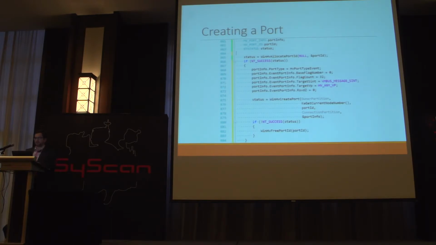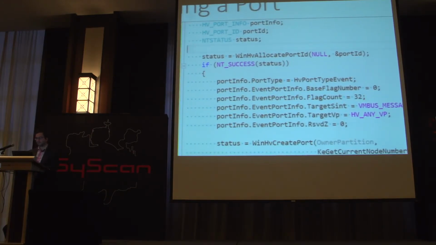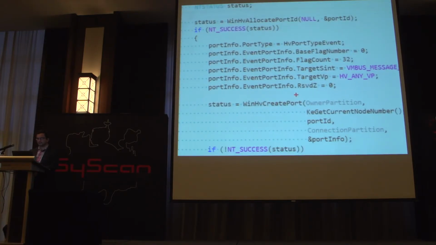So, knowing this, how do you then create a port to actually start communicating? Because whether you're sending messages or events, you need a port. A port, first of all, has to have a port ID, so you call WinHV allocate port ID. That gives you a port ID. Now that you have a port, you have to tell it, is it an event port or a message port? In this case, we're doing an event port, and we're saying it's going to have flag 0 up to flag 32.